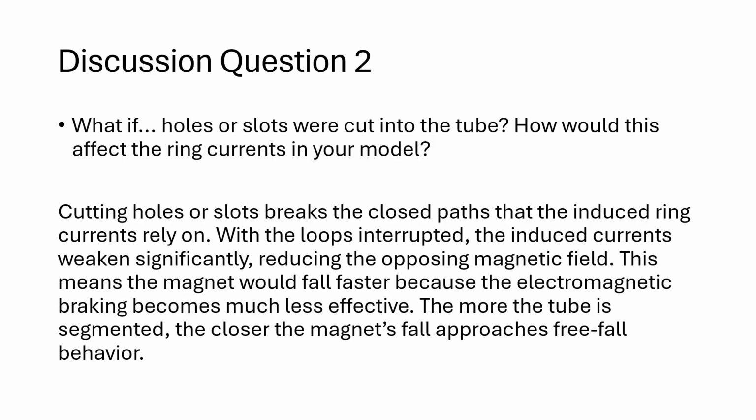And what if holes or slots are cut into the tube? How would this affect the ring current in your model? Cutting holes or slots breaks the path that the induced current relies on, so the current would be weakened severely and would reduce the opposing magnetic fields, which means the magnet falls faster because the electromagnetic braking becomes less effective. And the more holes, the more it breaks apart.